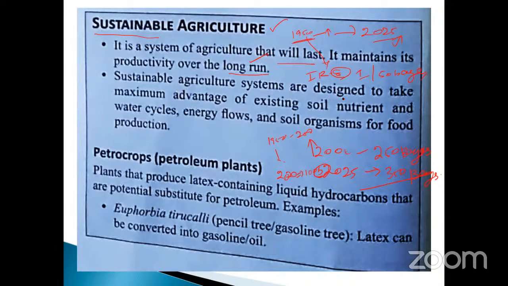Sustainable agriculture systems are designed to take the maximum advantage of existing soil nutrients, that is very well, existing soil nutrients and water cycle, energy flow, and soil organisms for food production. This is very, very important. These are the factors enhancing the desired agriculture. Suppose if it is sustainable, the loss in the process is low, because these parameters are involved in this process. If these parameters are not good in nature, the agriculture will not easily sustain. That is very, very important.